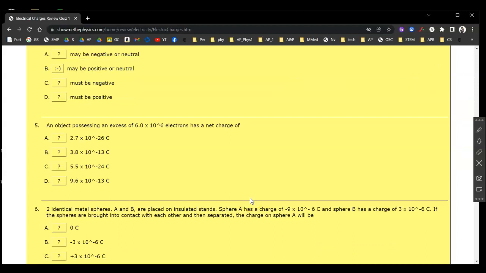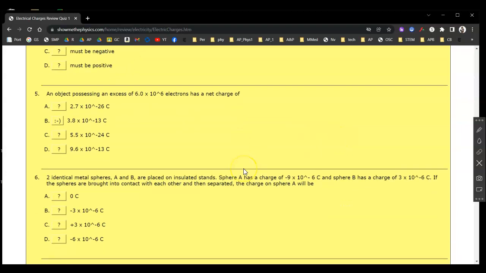Oh, you're going to need a calculator for this one. That's actually 6 million electrons. What's the charge on 6 million electrons? See that? So you know the charge on one electron, don't you? It's 1.6 times 10 to the negative 19. But we don't have 1, we have 6 million. It is B. Very good. You just multiply 6 times 10 to the 6 times 1.6 times 10 to the negative 19.